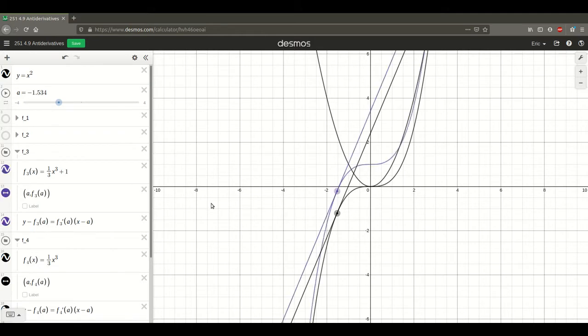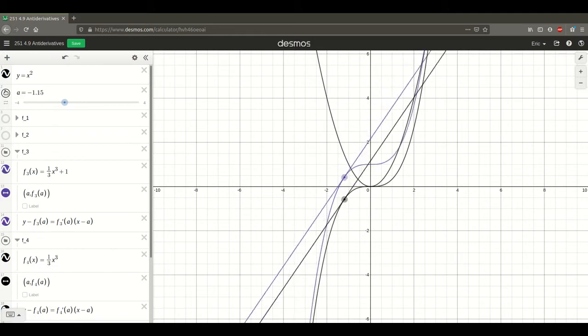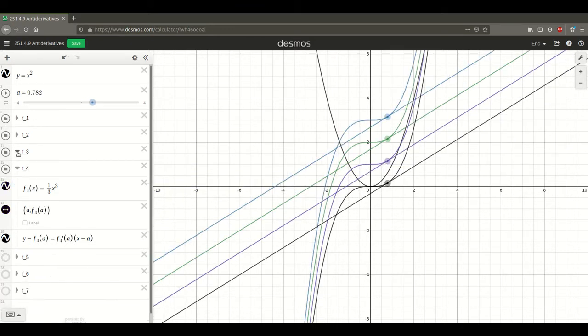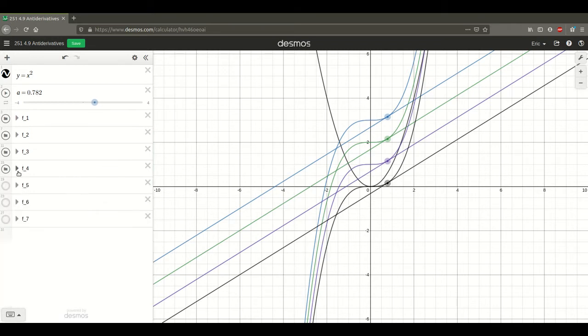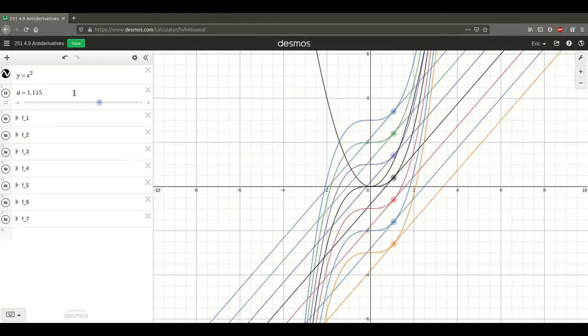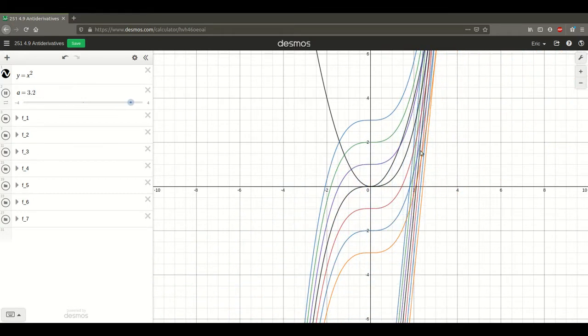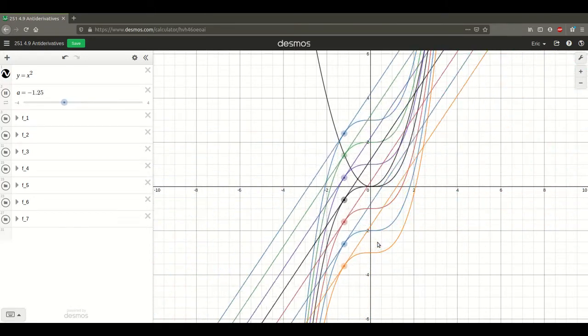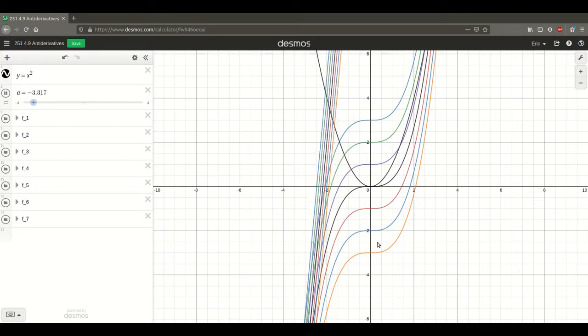But what I was saying was this equation, f of x is equal to 1/3 of x cubed plus 1, if you look, has the exact same slope at every single point. And same with this function and this function, and this function and this function and this function. For the same value of x, all of these lines have the same slope. Notice how they're always parallel. Since they're always parallel, their slopes are the same.